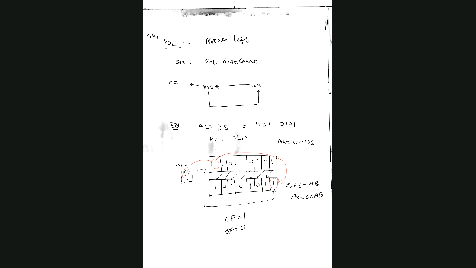Let's take an example. The example is AL equal to D5. What is D? D is nothing but 13. 13 is nothing but 1101. 5 is nothing but 0101. So I converted D5 into a binary value, right? And then the instruction is ROL AL, 1. What does this instruction mean?